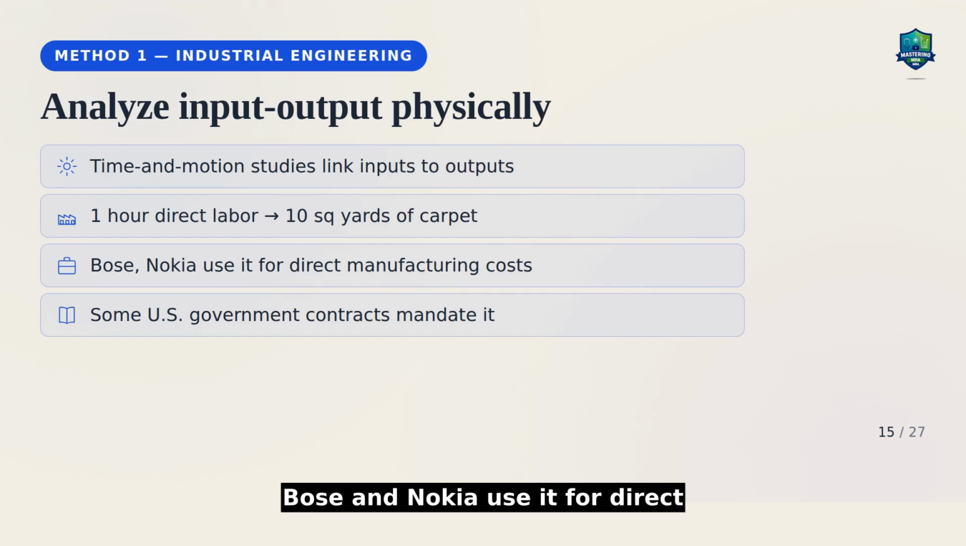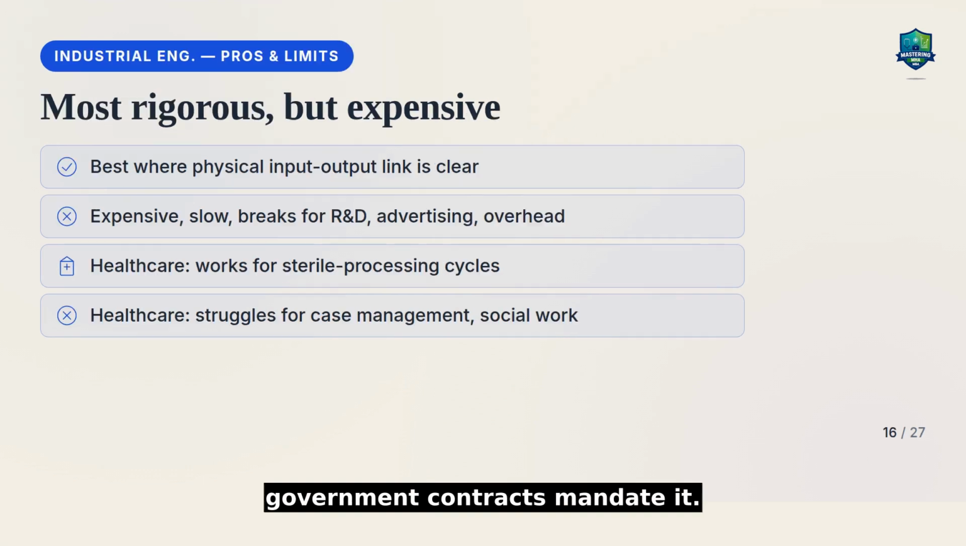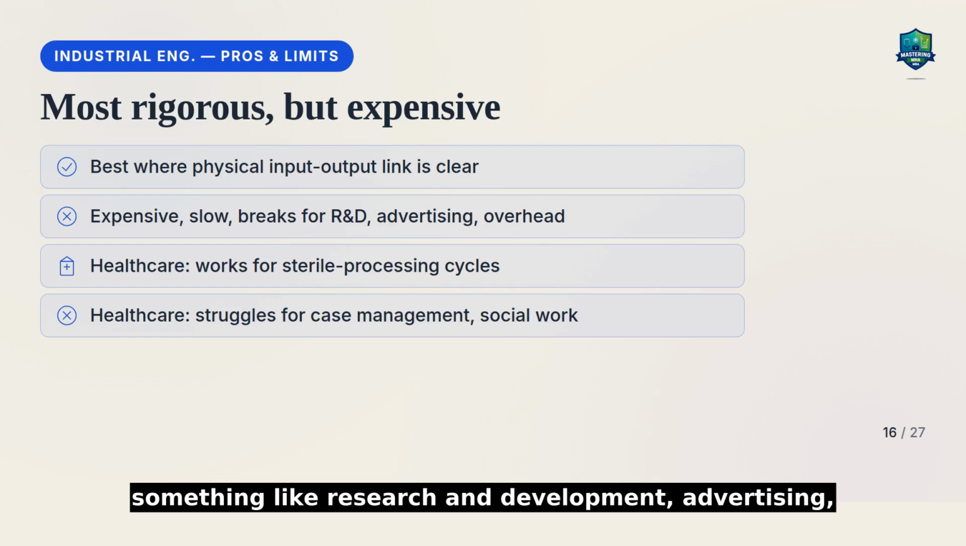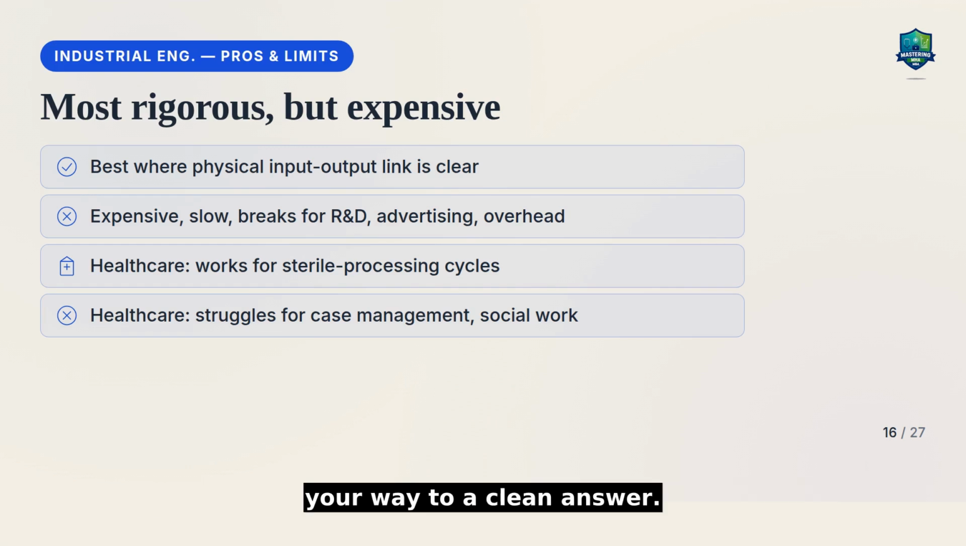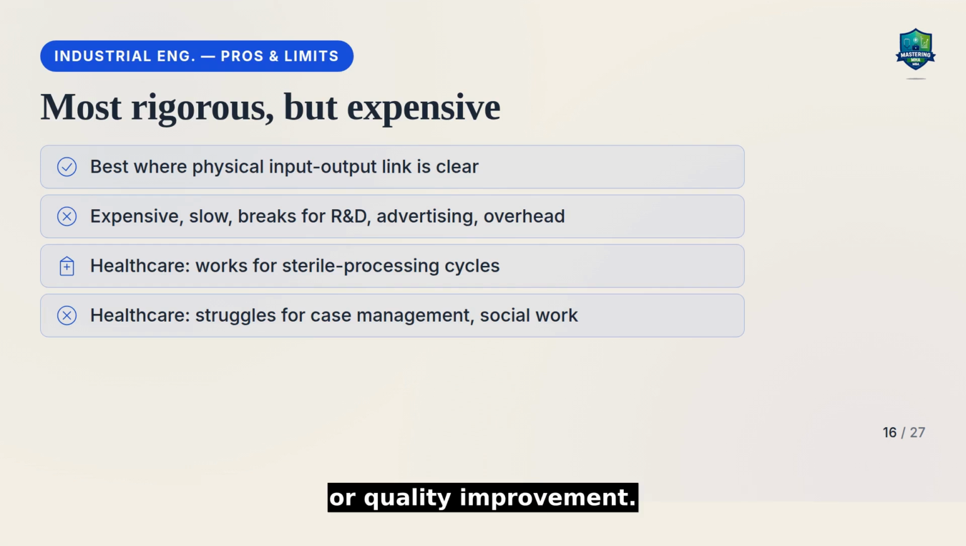Bose and Nokia use it for direct manufacturing costs. Some US government contracts mandate it. Strength: it's the most rigorous method when there's a clear physical link between inputs and outputs. Weakness: it's expensive and slow, and it breaks down when the cost is something like research and development, advertising, or general overhead, where you can't time and motion your way to a clean answer. In healthcare, time and motion studies work well for sterile processing cycles or imaging suite throughput. They struggle with case management, social work, or quality improvement.